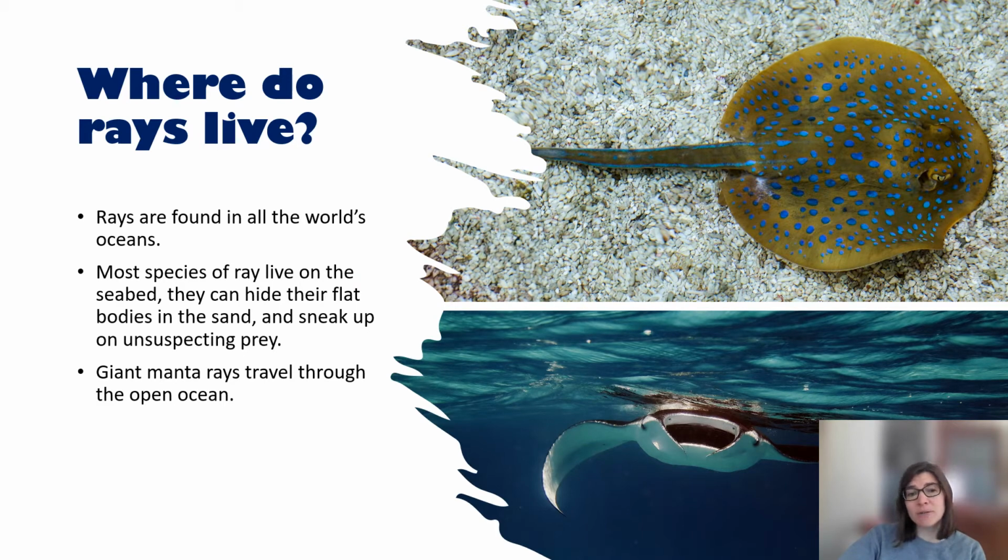So where do rays live? Rays are found in all of the world's oceans. Most species of ray like to live on the seabed. Like I said, they hide under the sand and they can sneak up on their prey. Some of them live in shallow seas where it's nice and warm, and some of them will swim deep into the deep sea, closer to the ocean floor. Manta rays, for example, these ones here on the bottom, can travel through the open ocean. They're found in oceans all over the world, and we're going to be talking a little bit more about manta rays later on.